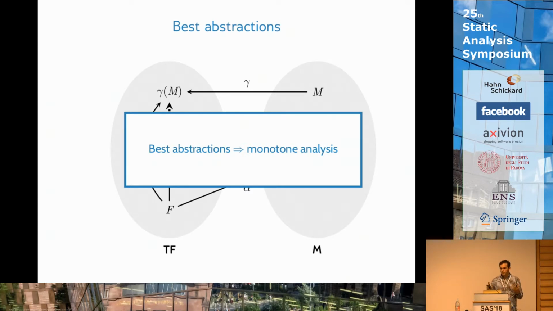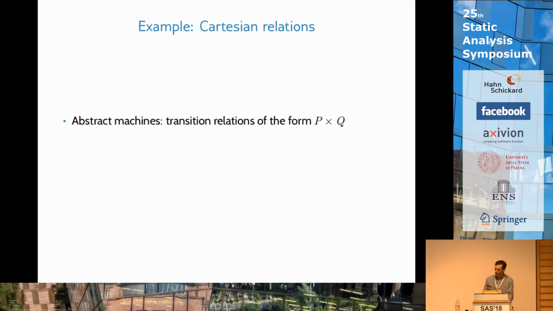And right, we can't expect that best abstractions always exist. They don't, but they do happen more often than you might expect. All right, so for the rest of the talk, I'm going to present some examples of this recipe.